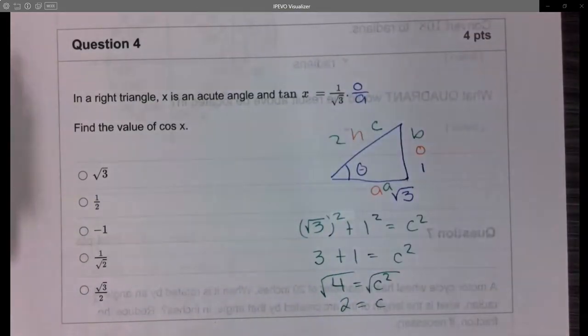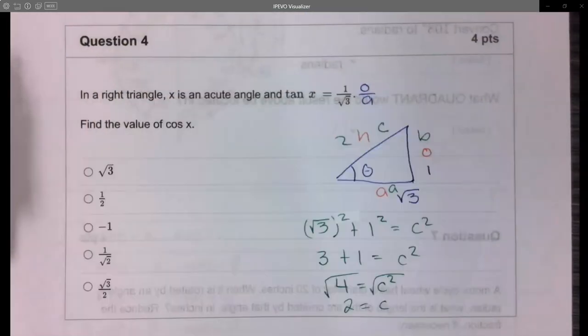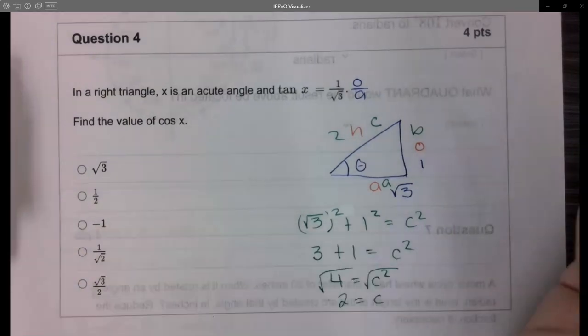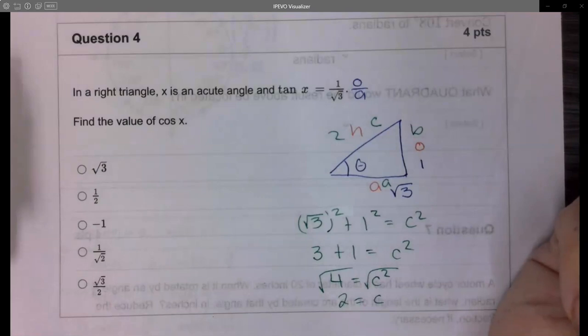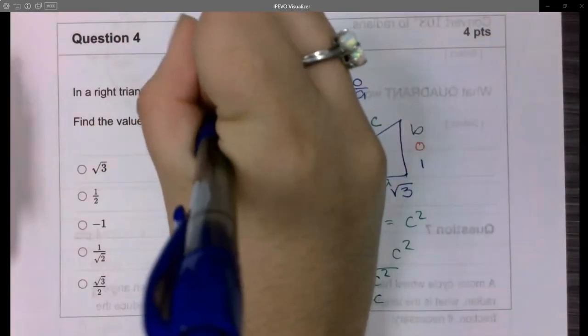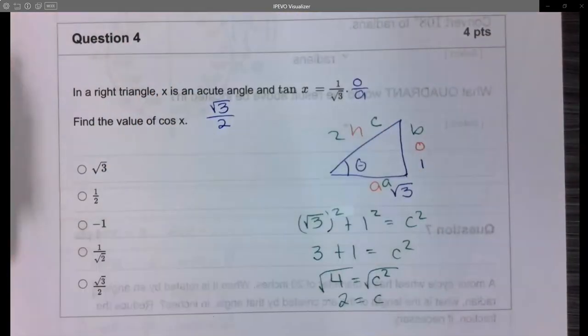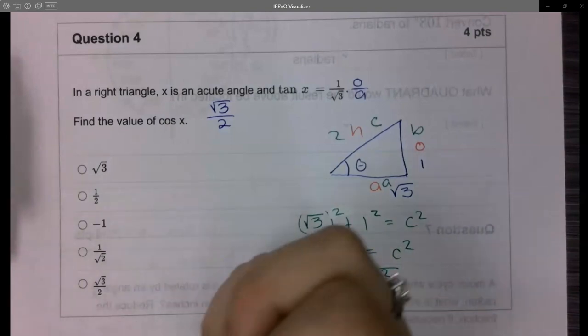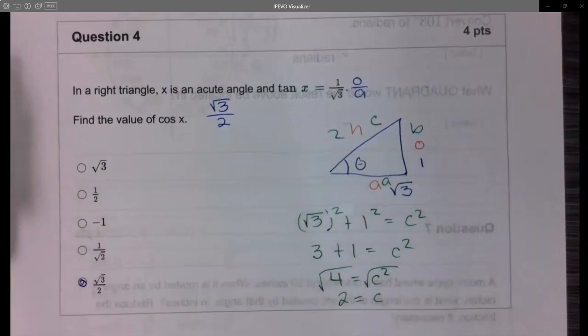So now that I have my information, I can find cosine. Remember, cosine is opposite over adjacent. So my, or not opposite, adjacent over hypotenuse. I was thinking tangent. My adjacent was the square root of 3. My hypotenuse is 2. So my answer here is square root of 3 over 2.